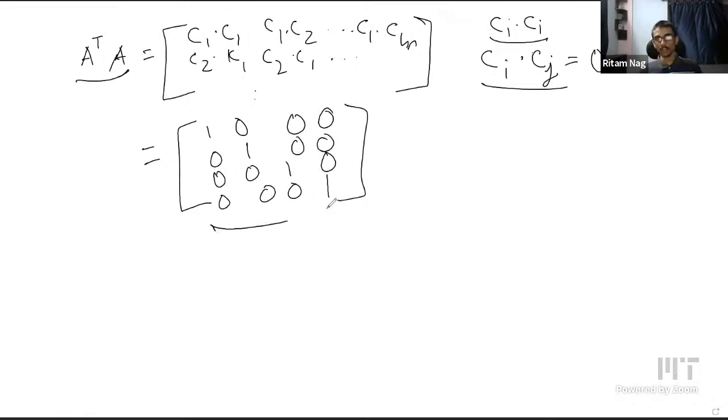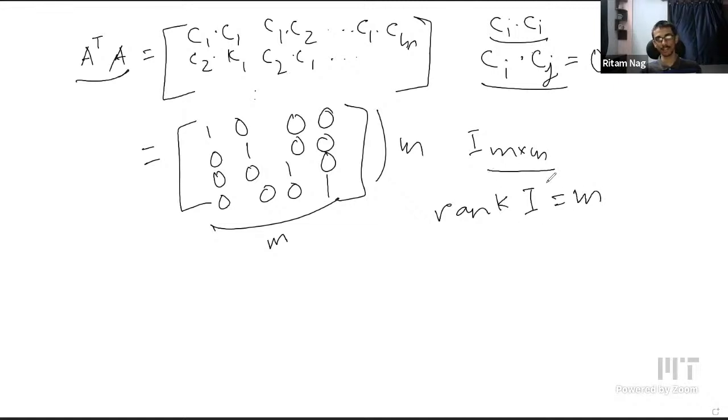Now the point is, for matrices, there's something called rank. So this is an m cross m matrix with ones along the diagonal. This is actually the identity matrix of size m cross m. And it's obvious that the rank of the identity matrix is exactly the dimension. So the rank is defined to be the dimension of the output vector space.